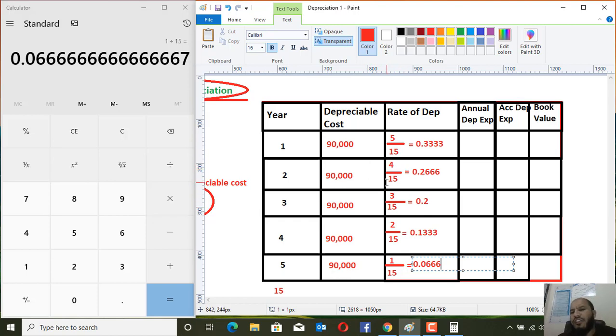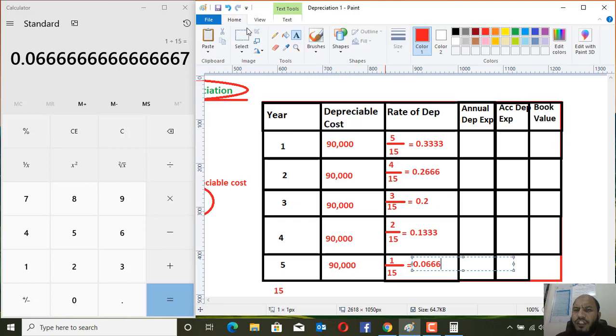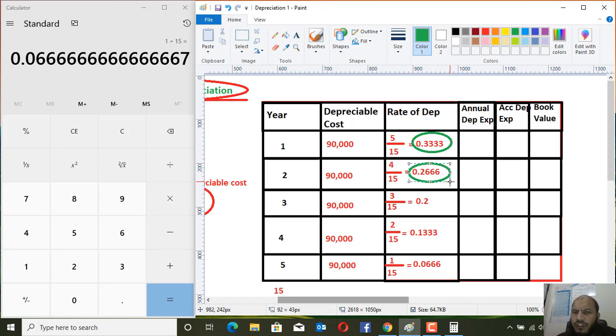So this is what we have done: we divided each year's digit by the sum of the digits, and we found the values. Now this is the depreciation rate. This is our first year depreciation rate, then the next year depreciation rate, and so on until the last year depreciation rate. So each year's rate is different.